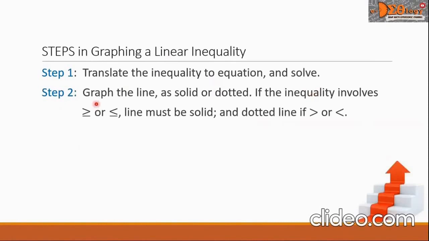Step 2. Graph the line as solid or dotted. If the inequality involves the symbols greater than or equal, or the symbol less than or equal, the line must be solid, and dotted line if symbols are greater than or less than.